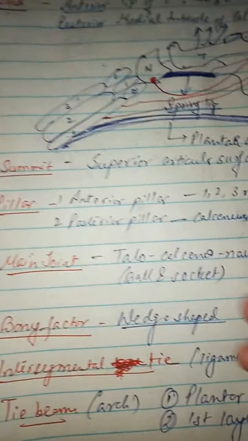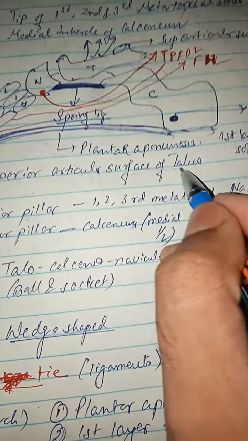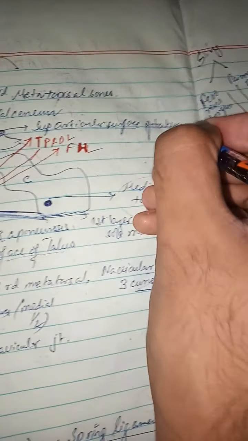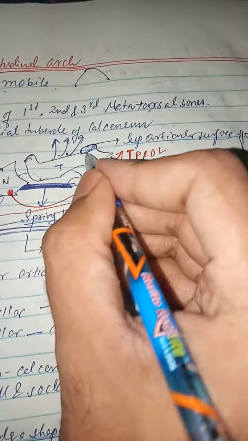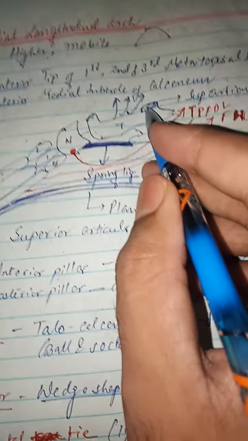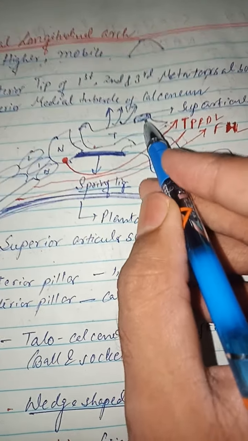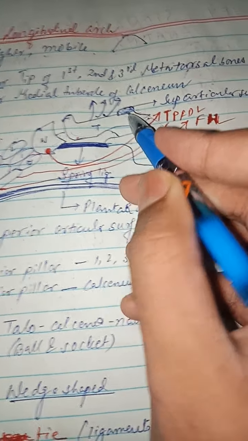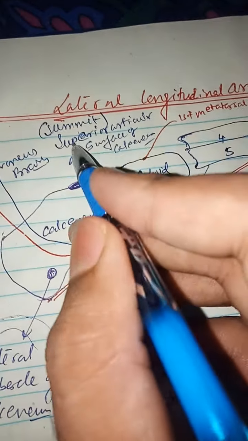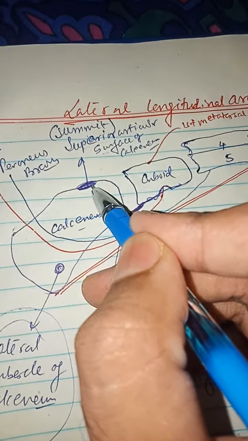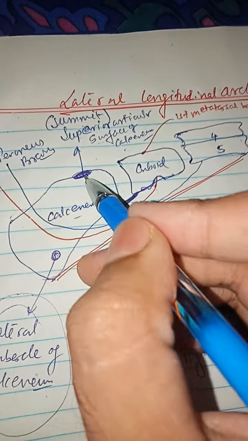Now coming to the summit. In the medial longitudinal arch, the summit is formed by the superior articular surface of the talus. This is the talus bone. The superior articular surface of the talus forms the summit, the most upward portion. In the lateral longitudinal arch, the summit is formed by the superior surface of the calcaneum.